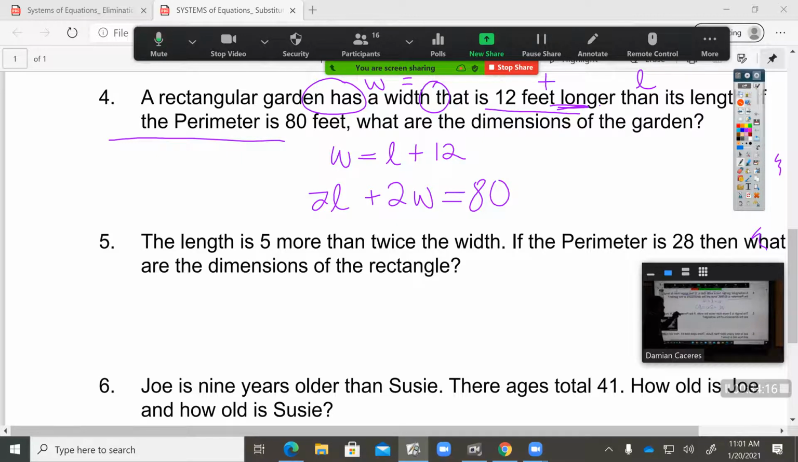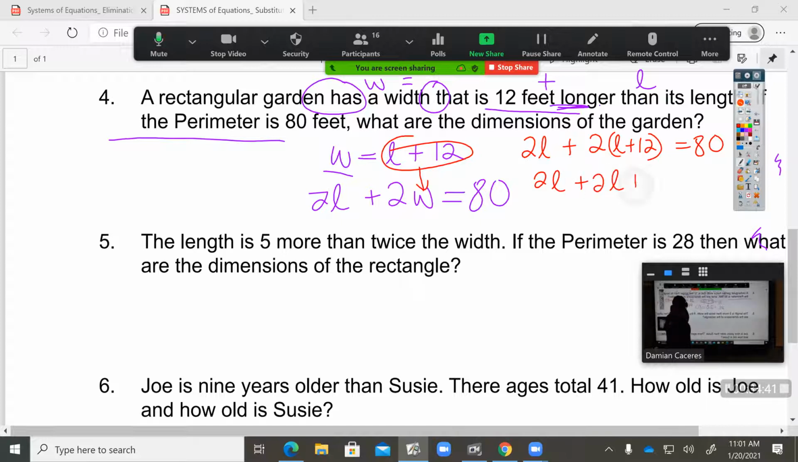Now, in both equations, on the top one, W is by itself. So now we're going to plug in L plus 12 for W in the other equation. So we set it up. 2L plus 2 times L plus 12 equals 80. Now we distribute there, collect like terms. So we have 2L plus 24 equals 80. Now we combine like terms and we get 4L plus 24 equals 80.